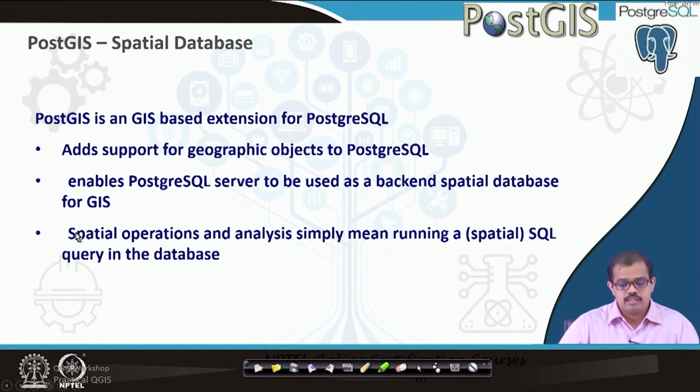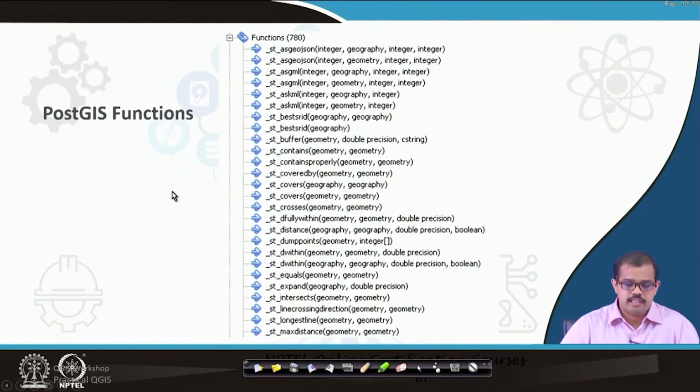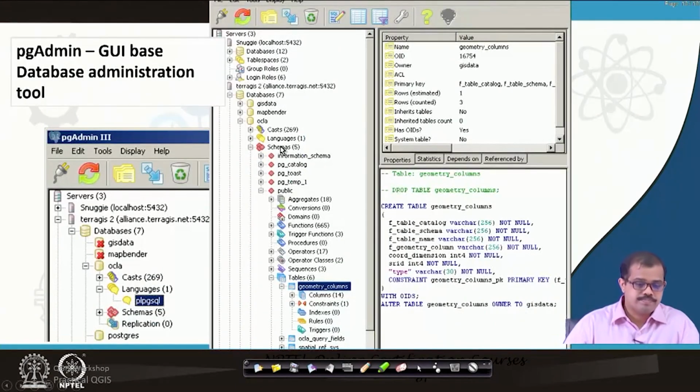So spatial operations and analysis simply mean running an SQL query in the database. So that is through the SQL operation itself. When you look at the entire set of PostGIS functions, you have functions starting from covered by, within, maximum distance, longest line. So all of these are PostGIS functions that you can see. If you just open the functions tab in PostGIS, you can look at all of these functions.